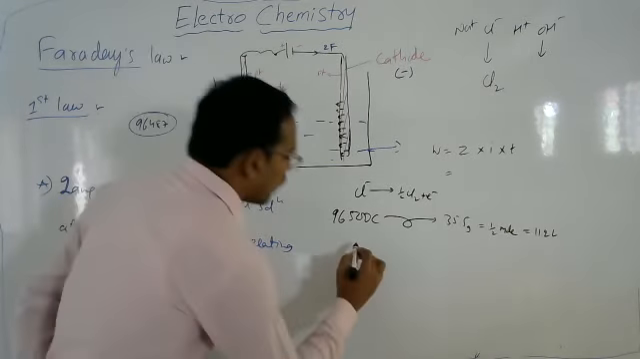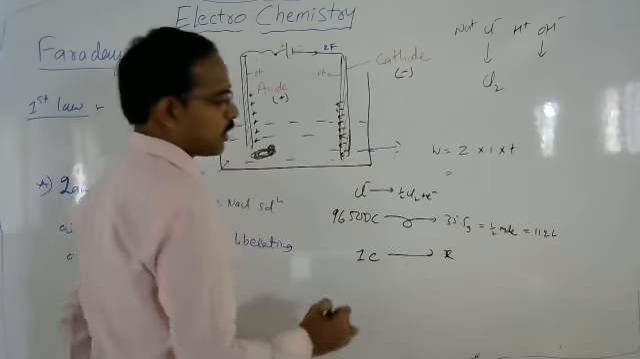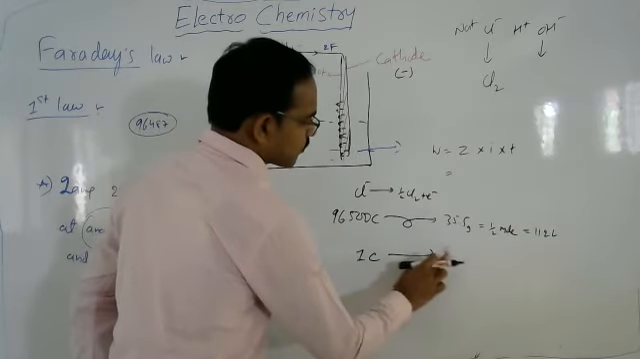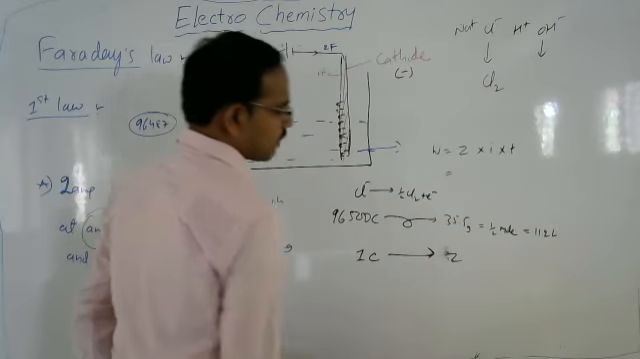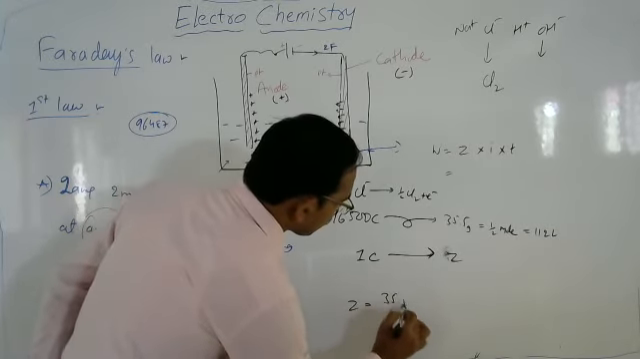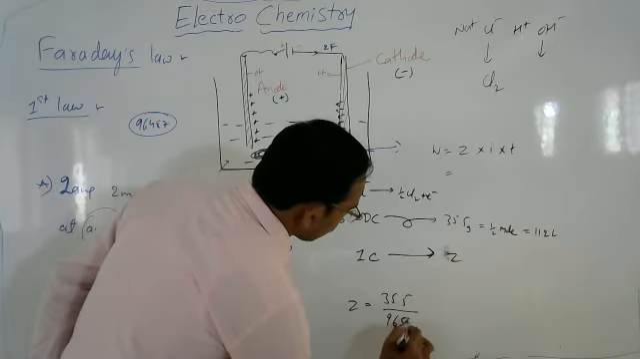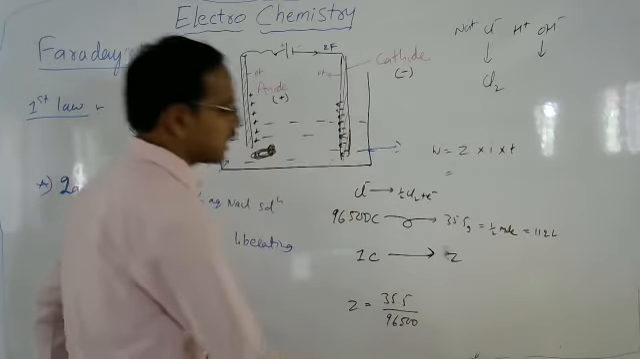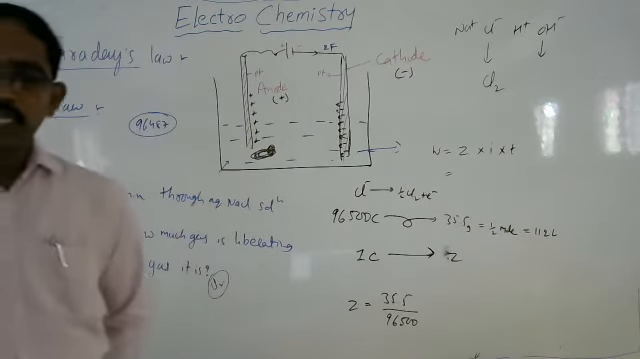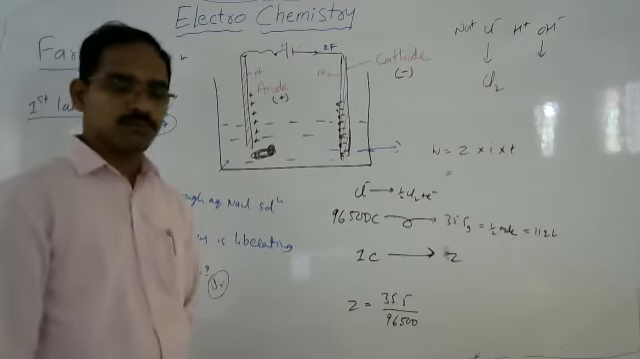Then what happens for 1 coulomb? For 1 coulomb you have to do cross multiplication. This is only Z. Then Z equals 35.5 upon 96,500. This is the Z value. That's why they don't give it in the numerical question. We have to find the Z value.